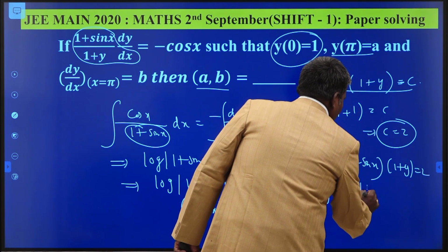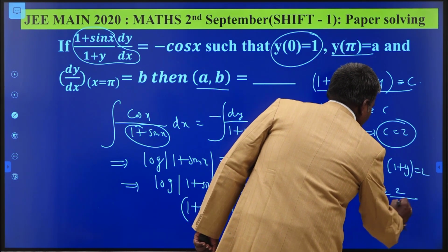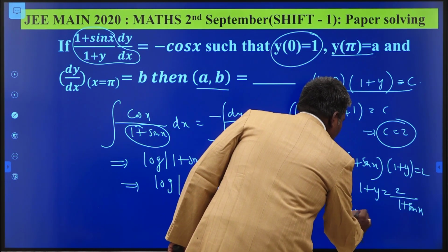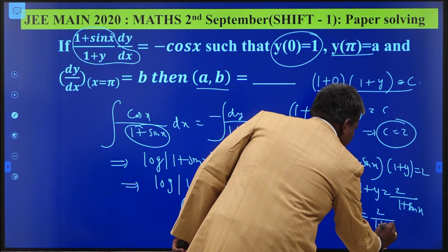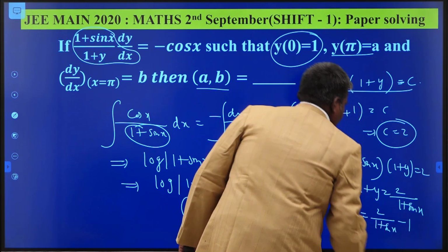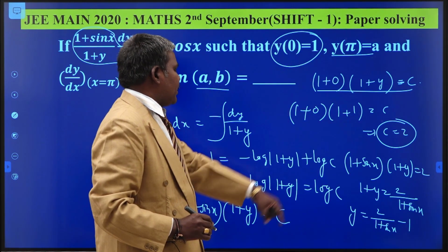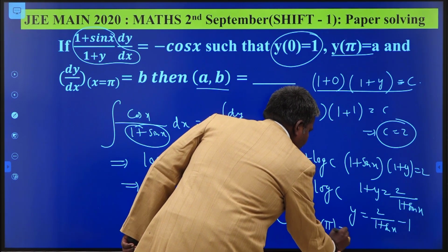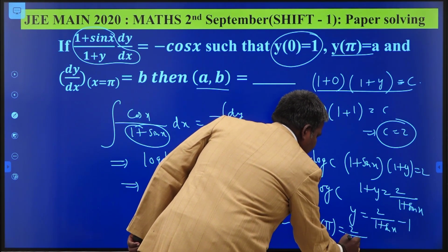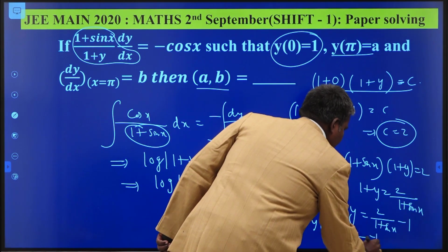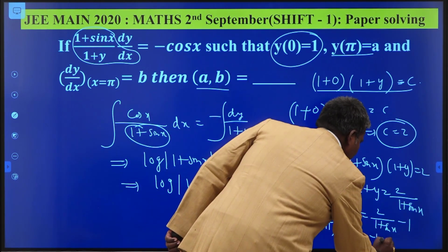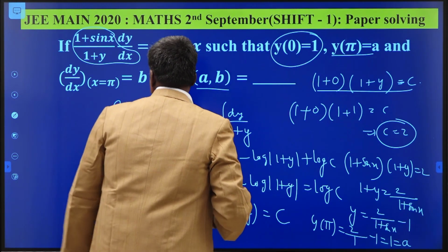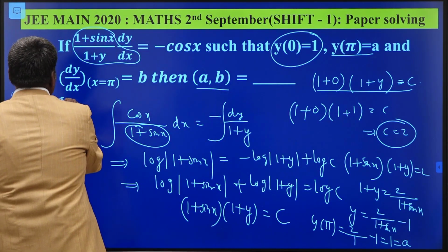So what is my 1 plus y now? 2 by 1 plus sin x. So your y is equal to 2 by 1 plus sin x minus 1. Now apply y of pi is equal to a. Y of pi is what now? 2 by 1 plus sin 0, minus 1. This is your a value. 2 minus 1 is what? 1. 1 is your a value. So you have a is equal to 1.